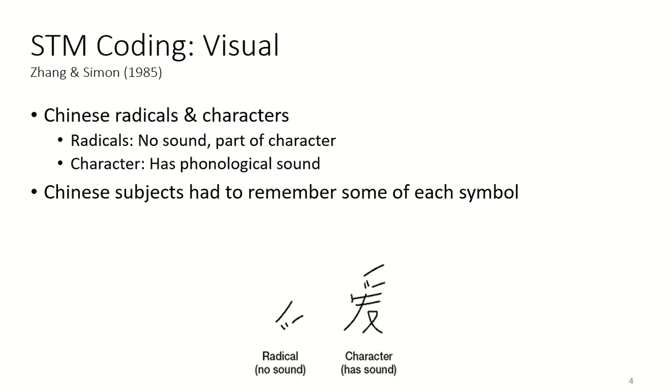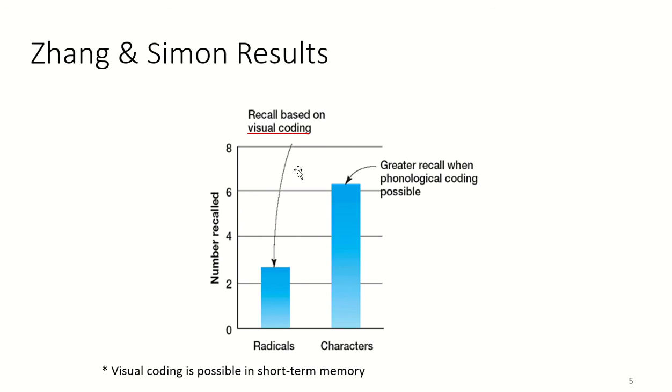And it turned out in the results that yes, indeed, even though recall based on visual coding for radicals was worse than characters, which you could code either based on visual or phonological coding. People did better when they had both codes available, but they could do it based on visual coding alone for these radicals. So this suggests that people can actually in their memory system use visual codes as well. Now later on we'll see that there's evidence that people use semantic codes also, but I'll talk about that later.